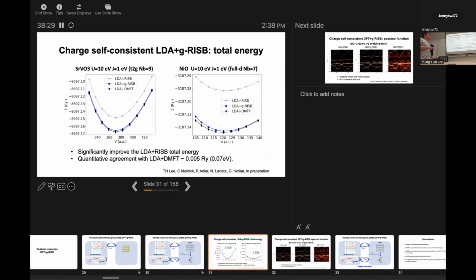And it is the energy as a function of volume. And we see that the original LDA plus RISB is quite far from the DMFT, which is the black line. But if we use our LDA plus ghost Gutzwiller, we can get a very accurate total energy, which has just a very small difference compared to DMFT. And in this nickel oxide, there's a big improvement in the energy, because in RISB we still got this metal solution, but with our correction of the ghost orbitals, we can get quite accurate energy compared to DMFT.